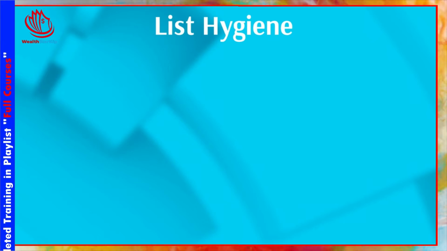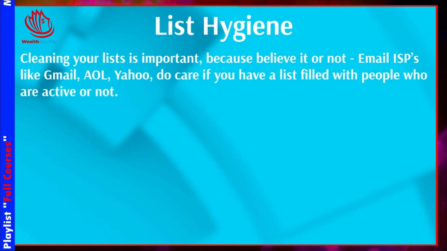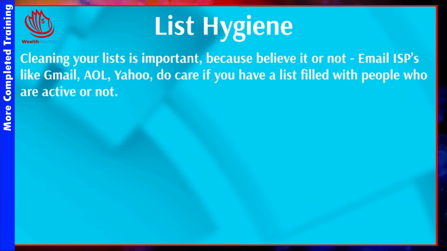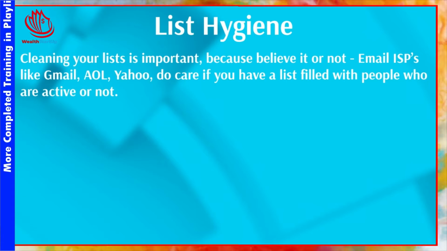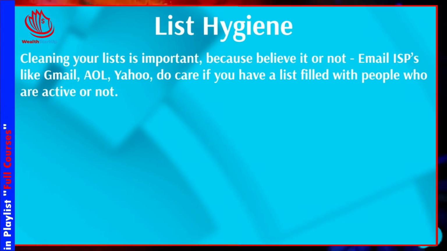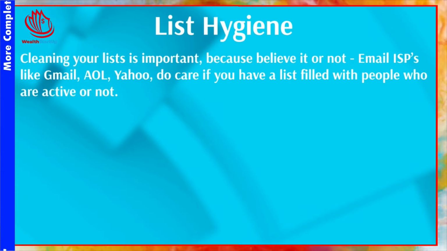So kind of going back to what we talked about in single opt-in versus double opt-in, if you create a double opt-in list, you still need to do a little bit of cleaning, but not as much as compared to that of a single opt-in list where you could be getting a bunch of fake emails. So in other words, cleaning your lists consistently and maintaining that every single month, because like I said, email ISPs like Gmail, AOL, Yahoo, they do care if you have people on your list that are actually active or not. If they're not, that can be an issue.